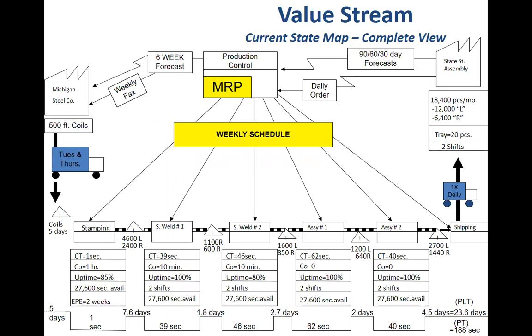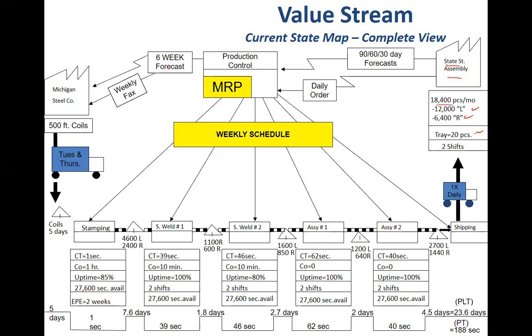The customer is State Street Assembly, who has a demand of 18,400 pieces of steel brackets per month. These steel brackets come in two forms, left-hand drive and right-hand drive. So we have to, as a company, make 12,000 of these left-hand drive and 6,400 of the right-hand drive. These products are sent in trays, each tray containing 20 pieces, and these trays are then put in a pallet and then shipped to the customer.